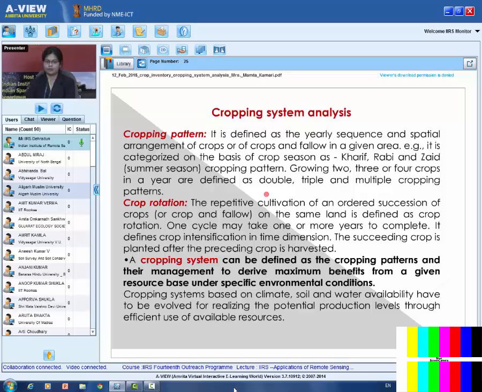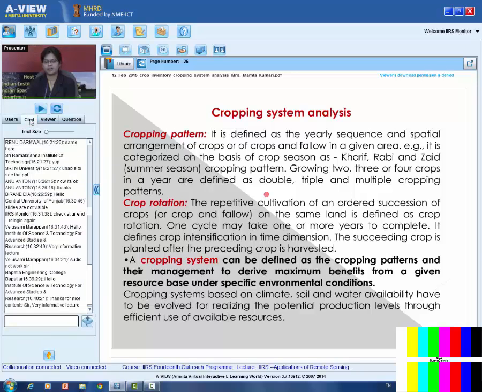So once you have cropping pattern and crop rotation, you can analyze, and if you have ancillary information like management practices, then we can analyze the cropping system. So cropping system is the cropping pattern and their management to derive maximum benefits from a given resource base. Using the remote sensing data, we can derive cropping pattern, crop rotation, crop calendar, and various remote sensing derived indices. Cropping pattern and crop rotation are derived using different season land use, land cover, or crop inventory maps.